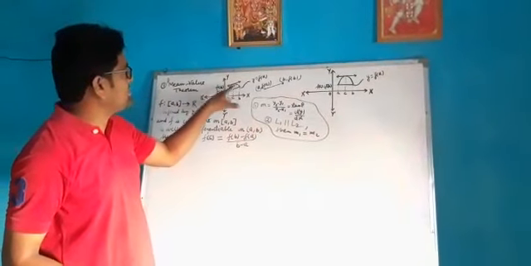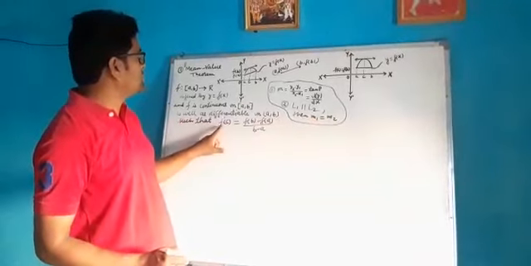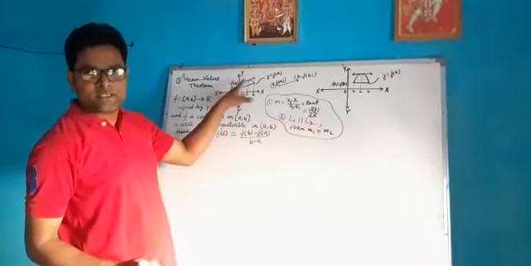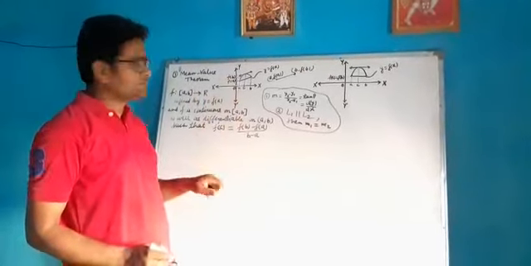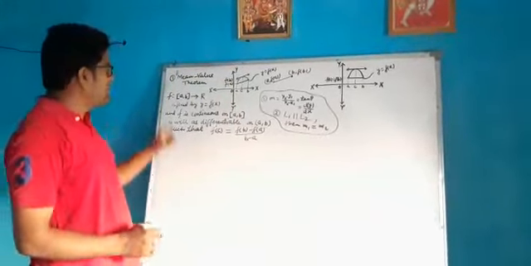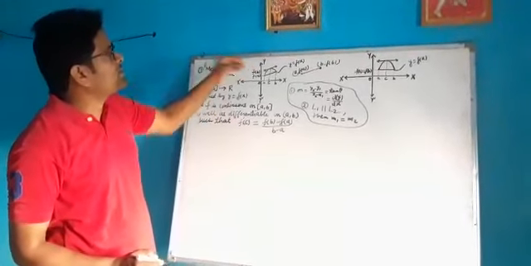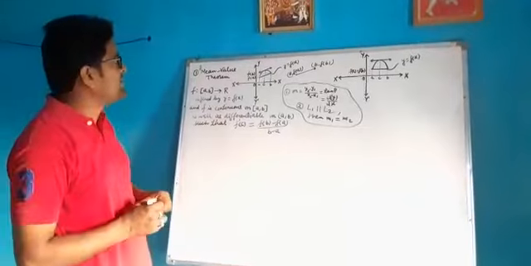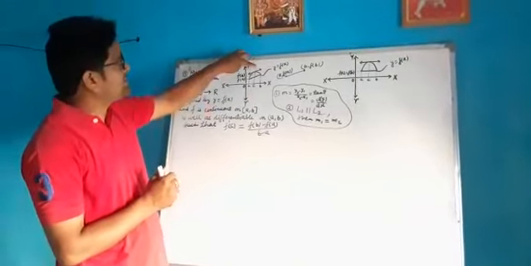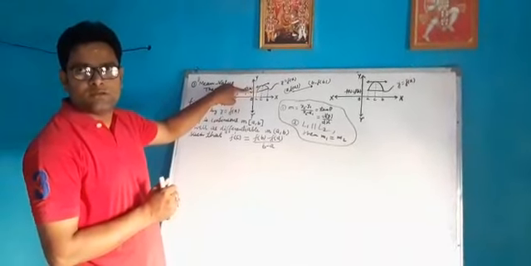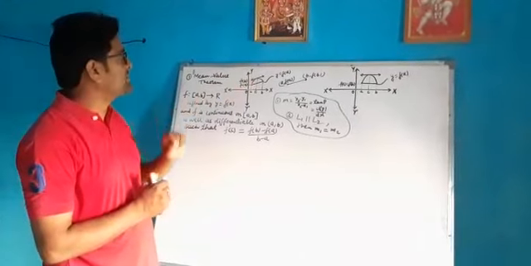Since here the tangent is parallel to the secant, that's why m1 is equal to m2. So the slope of the tangent to this curve should be equal to the slope of the secant. So this is the condition according to the mean value theorem, which is the geometrical interpretation. You can easily understand it. See, this is the geometrical interpretation. This tangent is parallel to the secant. That means the slope of the tangent is equal to the slope of the secant.